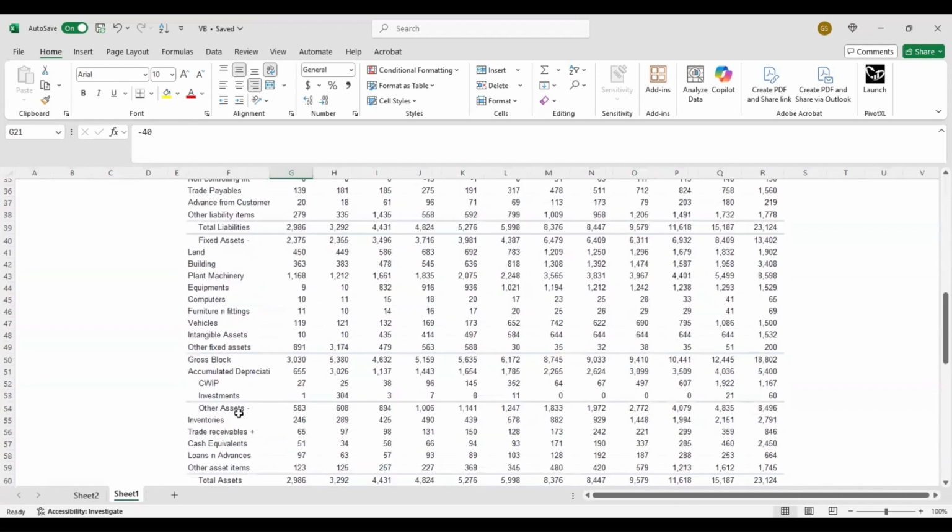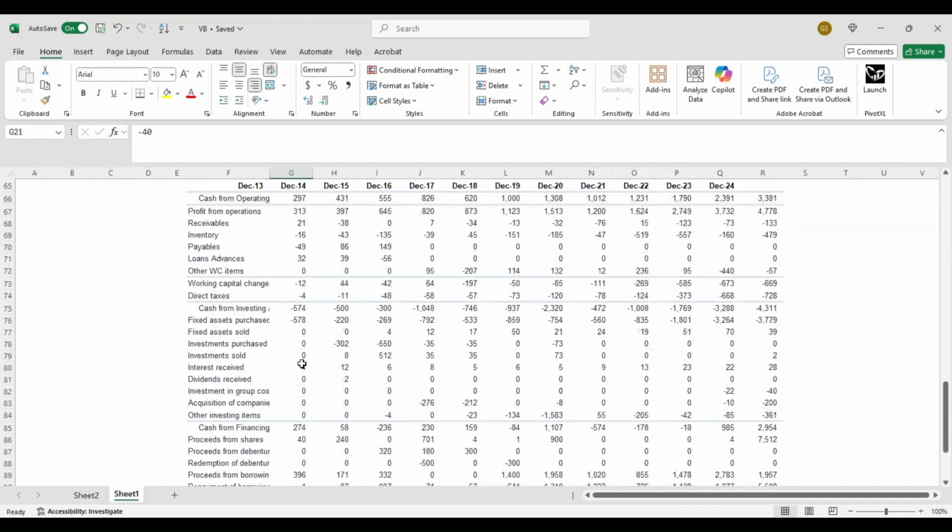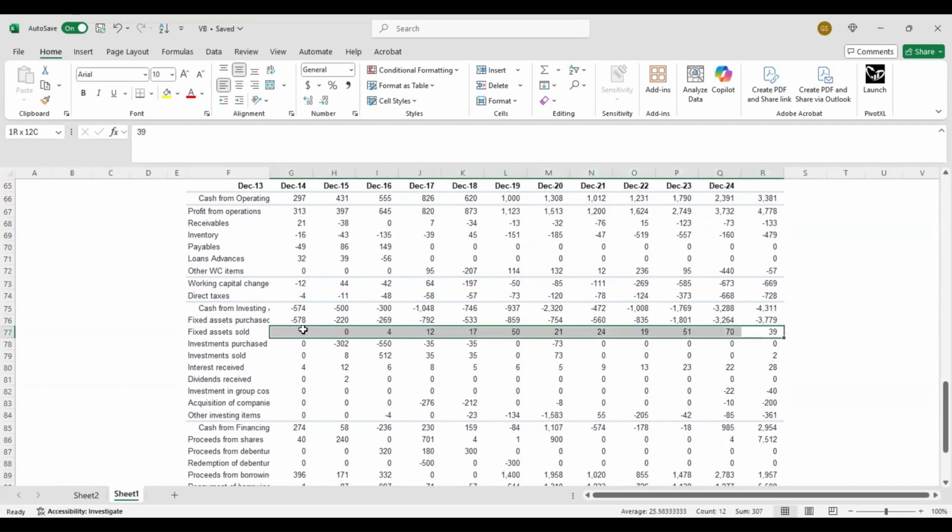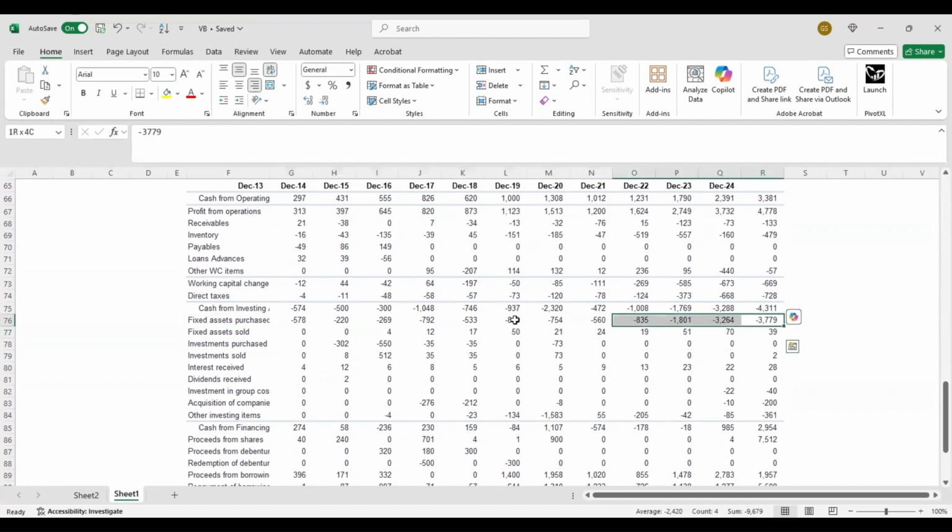If I scroll down to this section over here, it clearly tells me that I have purchased fixed assets. I also sold, so possibly I sold some of my old assets and I'm buying new assets, which is good news, because if I keep buying good new assets, that means I'm investing in the new technology, and these assets would in turn help me create better products and have more sales, and more sales means more profit.